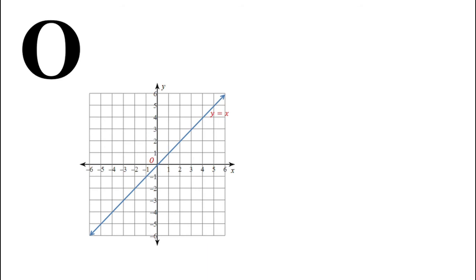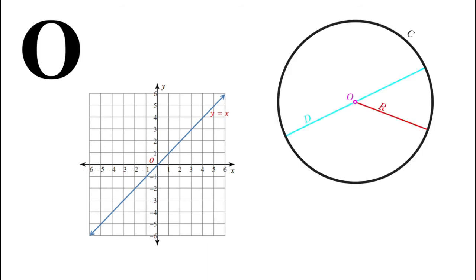O, since O looks like 0, is used as the origin in a given graph. It's also used to label the center of a given circle, normally in geometry.